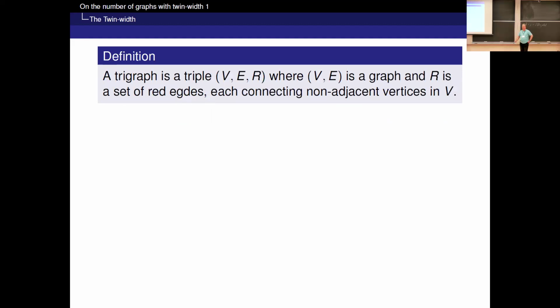Now one is interested in how far a graph is from a cograph. Therefore, several concepts must be introduced, and in the end, the twin width. But first, we need to define a trigraph. A trigraph is a triple of a graph, V and E, so vertices and edges, additionally with a separate set R, which is a set of so-called red edges. And each red edge may connect non-adjacent vertices of V.